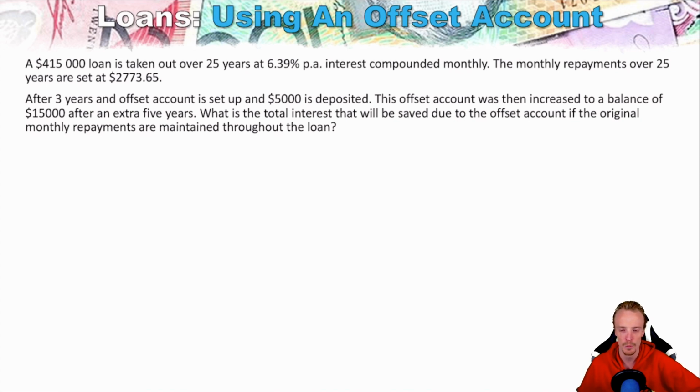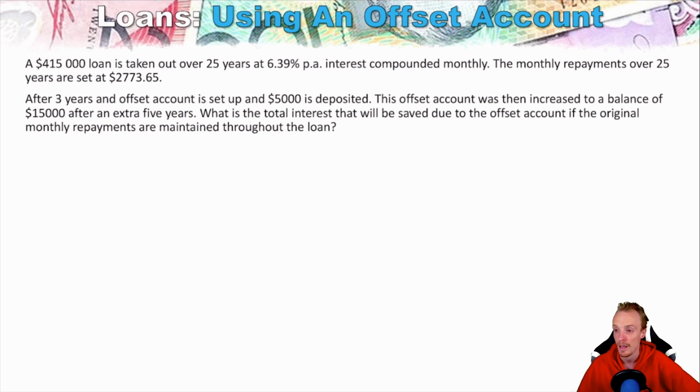So let's work together through how we would do it. Essentially, we're starting a normal account and treating it as normal, no offset until 3 years in. After 3 years, we're going to have $5,000 in it. We're going to maintain that balance for another 5 years. At that point, we're going to raise that account to $15,000. In other words, $10,000 more is being added to it.